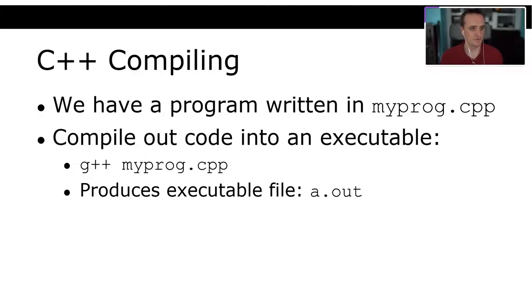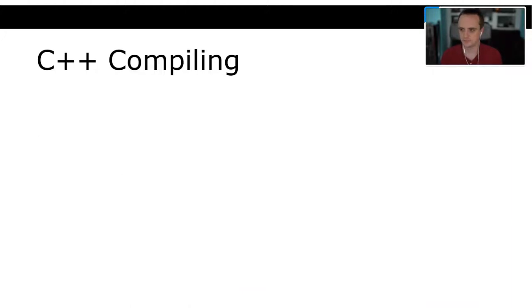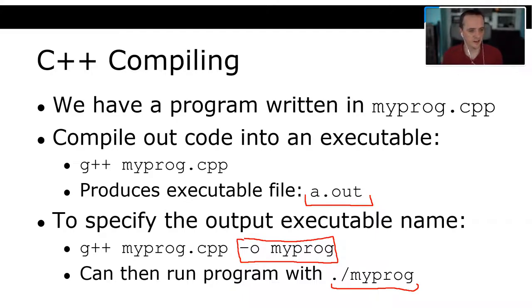If I want to compile and run that, I can type g++ myprogram.cpp. By default, the output of the g++ command goes into a file called a.out. It's an old naming scheme. If you want to specify the name of the executable, you can very easily do that just by typing -o and then the name of the executable. Then you can run it with myprogram. Very, very easy. All right, so let's get into an example of this now.